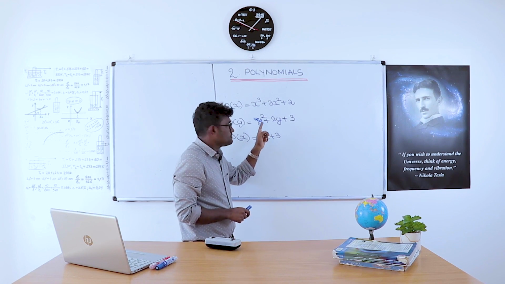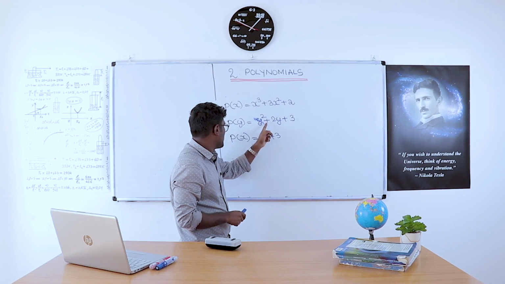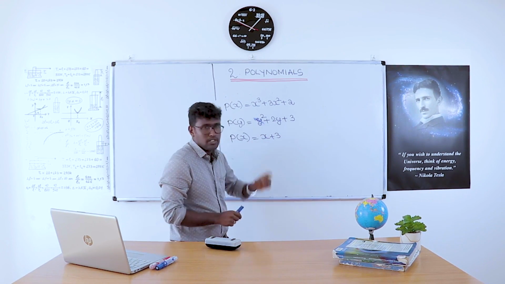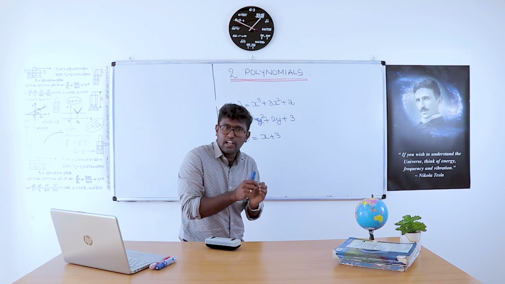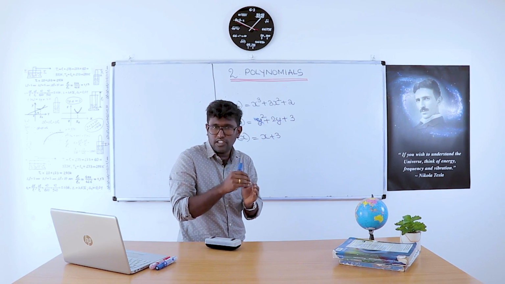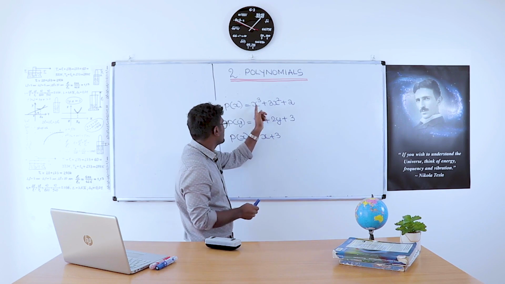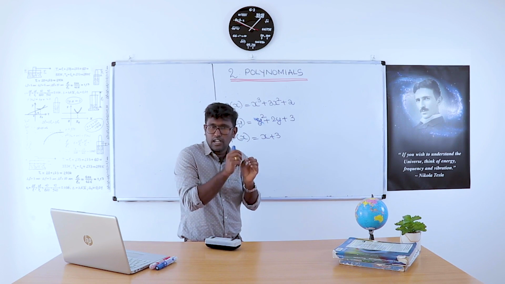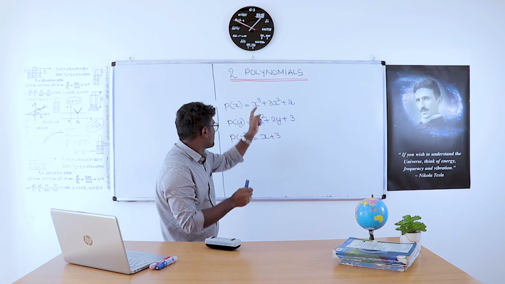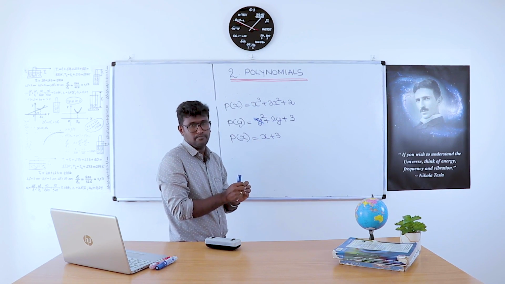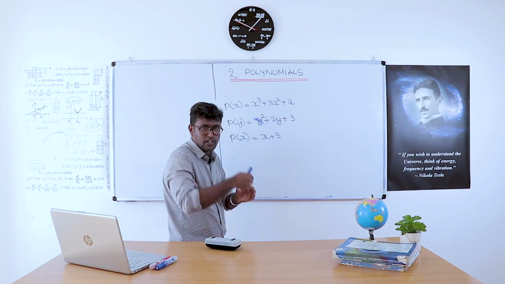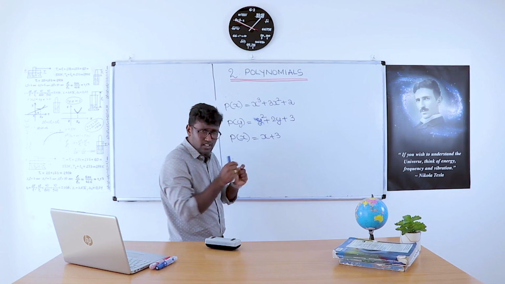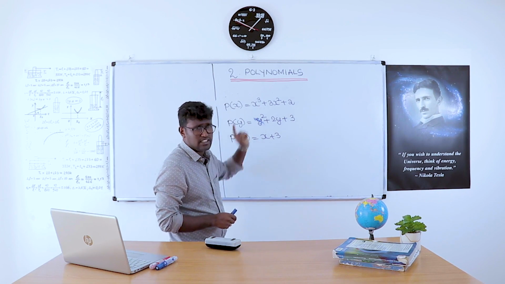Here P of y is equal to y square plus 2y plus 3, which means that the degree of the polynomial is 2. That means that this is a second degree polynomial, or otherwise we have to say that it is a quadratic equation. Then this one, the degree of the polynomial is 3 because the variable consists of the highest power 3. Therefore, this is a third degree polynomial. So far, there will be fourth degree polynomial, fifth degree polynomial, like that. So this is first degree, second degree and third degree polynomial.